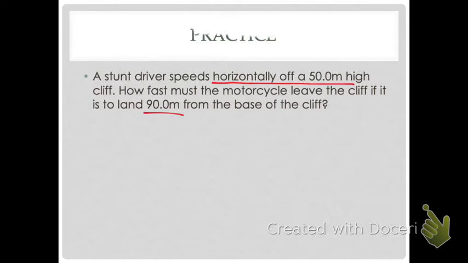Okay, how fast must the motorcycle leave the cliff if it's to land 90 meters from the base of the cliff? So I'm going to draw up on top a little motion diagram. I'm going to encourage you to kind of do the same. Okay, my cliff is 50 meters tall. Here goes my motorcycle. He needs to land this distance to be 90 meters.